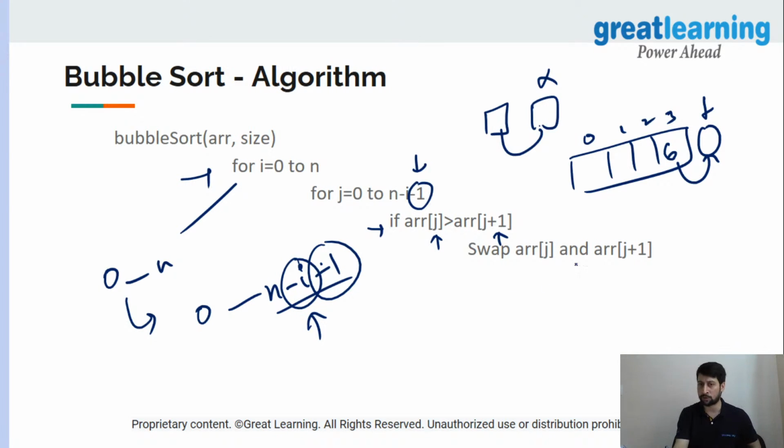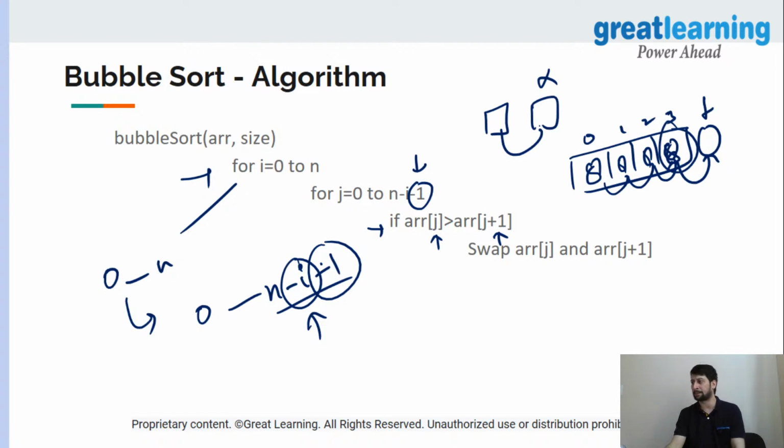If a of j is greater than a of j plus 1, then we will be swapping them. If this is greater than this, we'll swap them. If this is greater than this, we'll swap them. So at the end we will have the largest element that is there in the array. Simple, right? Is this thing clear?